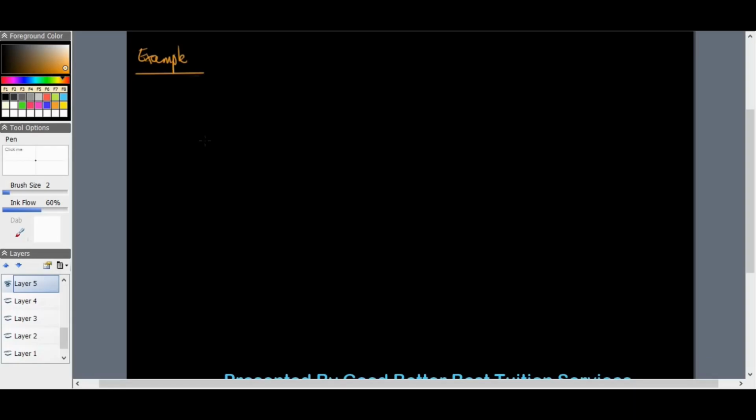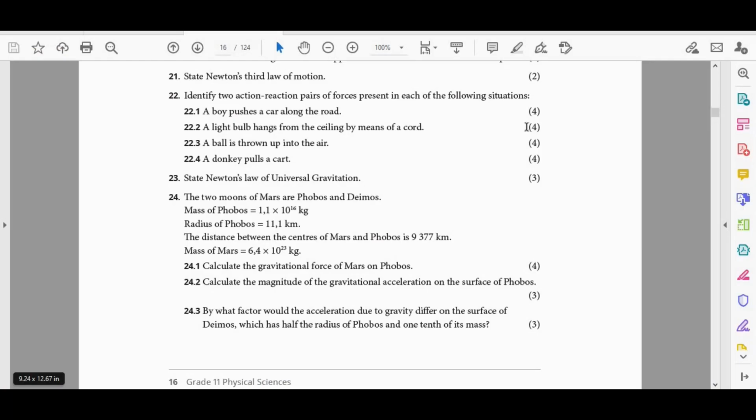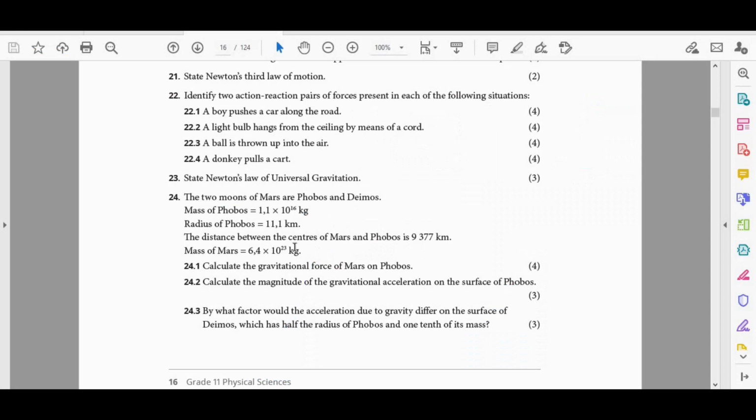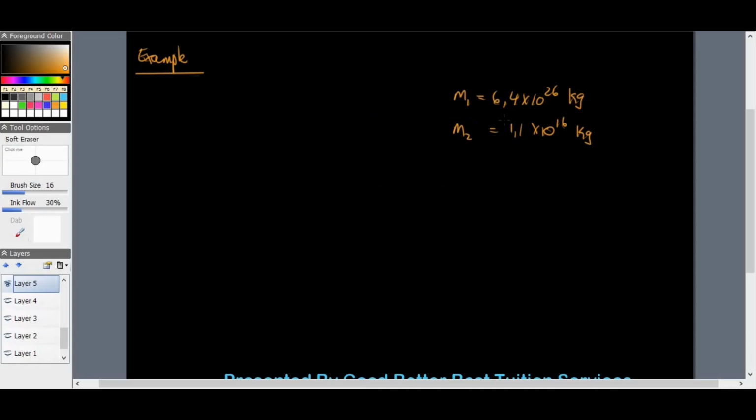So what do we need to state first? Well, m1 would be Mars, 6,4 times 10 to the 23 kilograms. m2 would be Phobos, which says 1,1 times 10 to the 16 kilograms. I'm making sure it's correct. That's 23 and not 26. I apologize for my error.